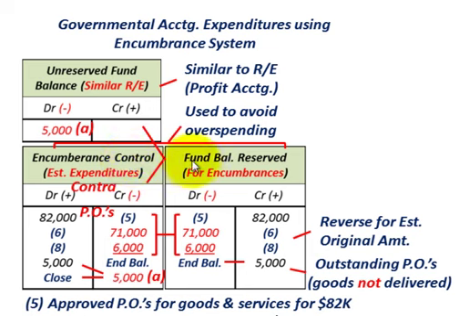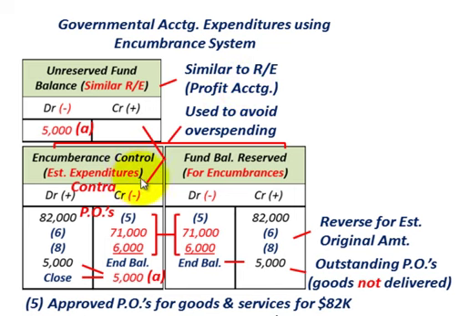And what we're doing with these two accounts here, we're setting aside monies here, or they work in conjunction here with the unreserved fund balance. And this unreserved fund balance, that's similar to retained earnings when you're talking about profit accounting.